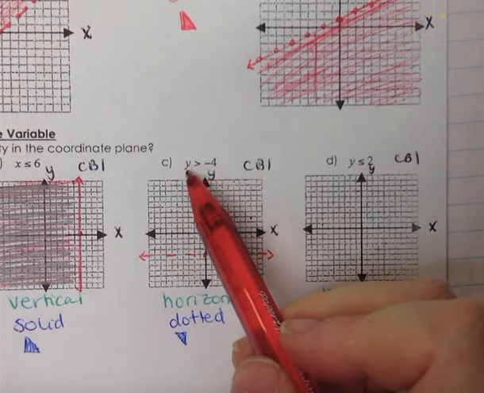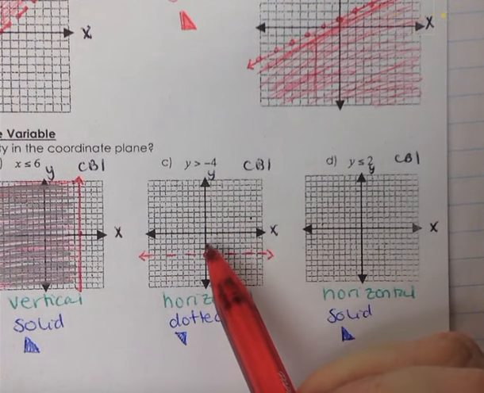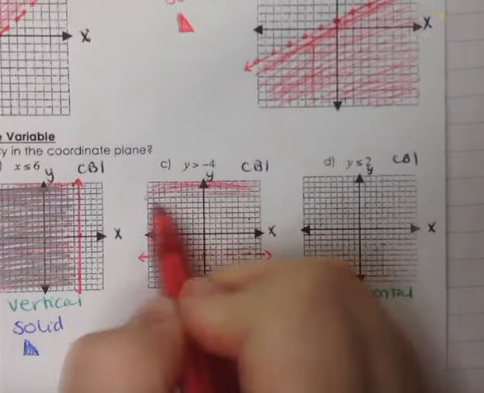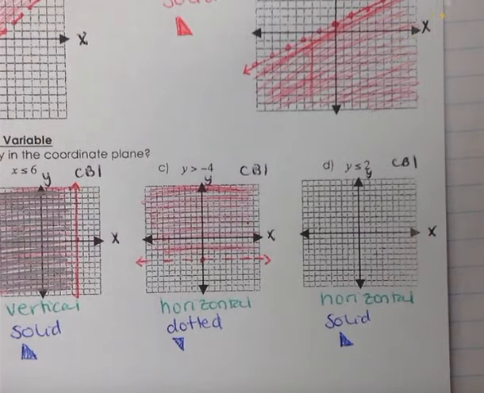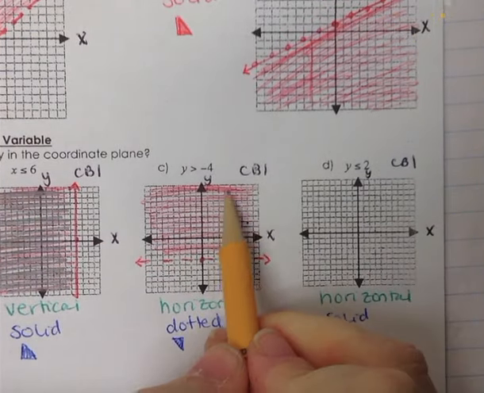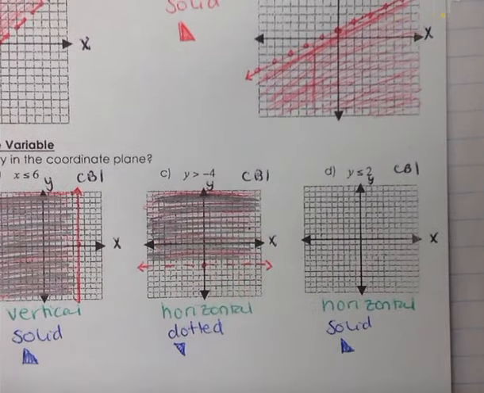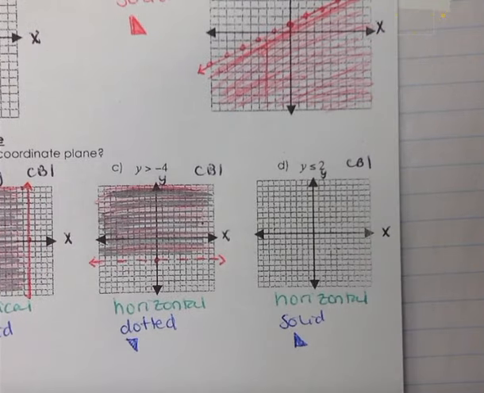Then it says we want greater than negative 4. All of the y values that are greater than negative 4 are above it. So all of the values above are what we're shading. So again, I can go back over this in something darker. And that's our solution. So for D, it says y is less than or equal to 2.